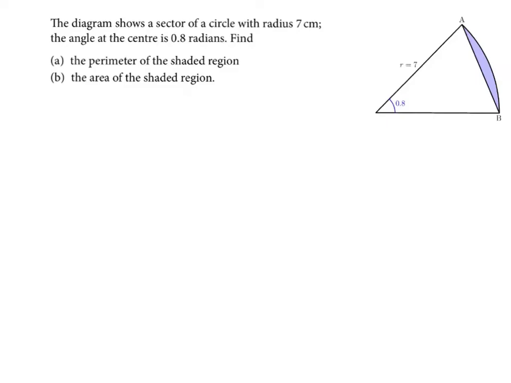Example 1. So we have a sector, radius of 7, angle 0.8 radians. Find the area of the shaded region. Okay, well, envision this. That is a sector minus a triangle. Yes, I hope you see that. So if we can find the area of the sector and subtract off the area of the triangle, we have our shaded area. So how do we find the area of the sector?